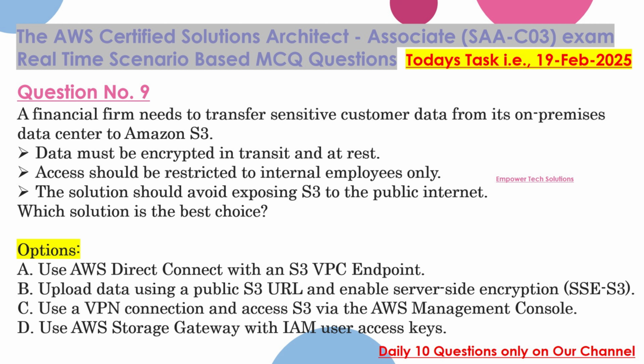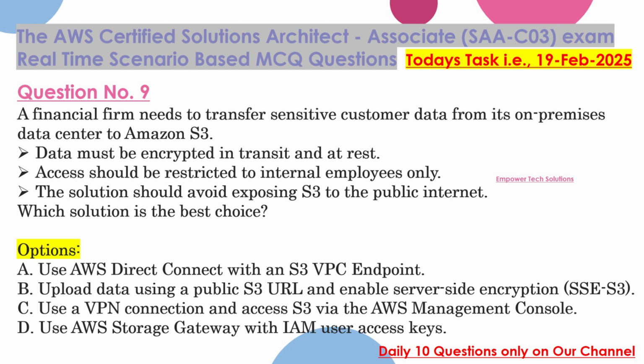Question 9. A financial firm needs to transfer sensitive customer data from its on-premises data center to Amazon S3. Data must be encrypted in transit and at rest. Access should be restricted to internal employees only. The solution should avoid exposing S3 to the public internet. Which solution is the best choice?